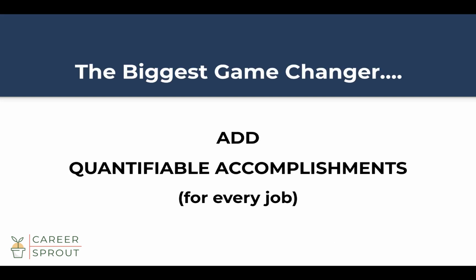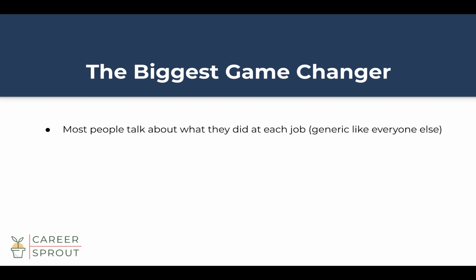So, as I mentioned, these quantifiable accomplishments, every single job that you have listed should have these, because this is what allows you to stand out from everybody else who's very generic or only using the keywords, or using one resume for multiple roles. So when they talk about what they did at their jobs, they stay very generic. They don't want to take credit for things. They don't want to brag about things, whatever the case may be.